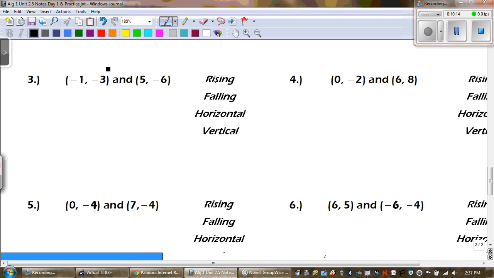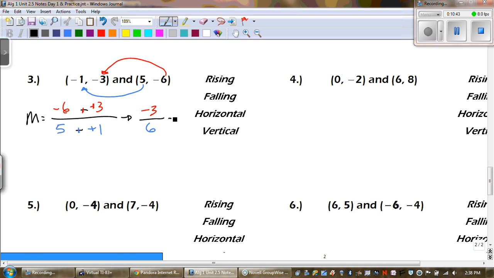All right, number 3. Okay, -6 and -3. 5 minus 1. Now, all this stuff you should be able to do without a calculator. Okay? -6 plus 3 gives me -3. 5 plus 1, that gives me 6. And when we reduce that, we get -1/2. And that is negative, so it means it's falling.